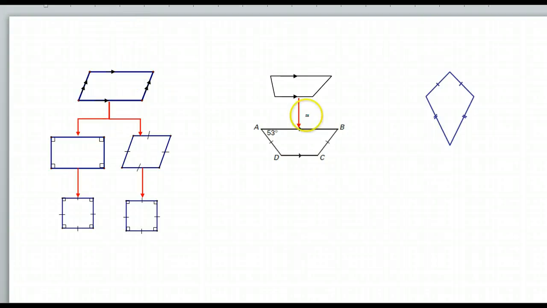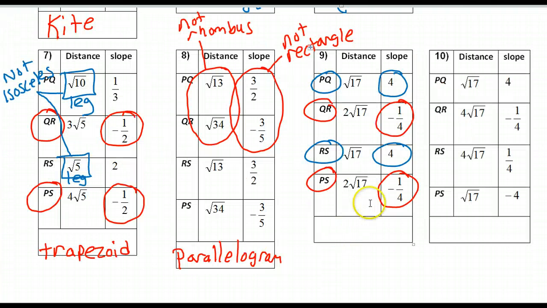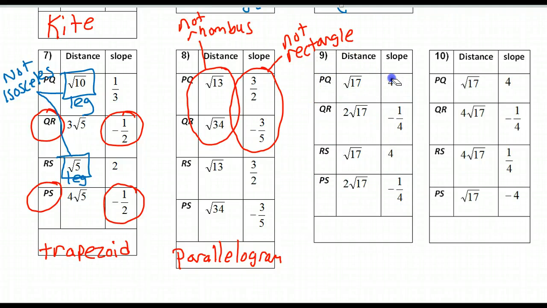Alright, so some kind of parallelogram. It means it's not a trapezoid, it's not a kite. So it's going to be one of these 4 shapes. Let's talk rhombus rectangle next. That's the next level down, rhombus rectangle. Okay, so I already know it's a parallelogram, so let me erase some of this. Let's talk rhombus. Is this a rhombus? No. If this were a rhombus, these would all be the same.